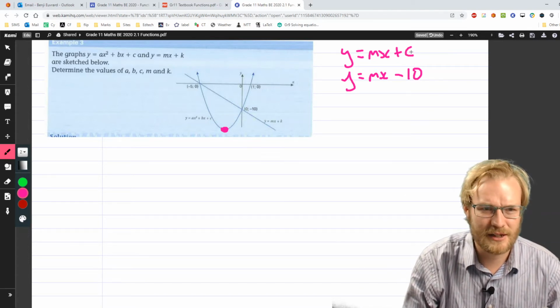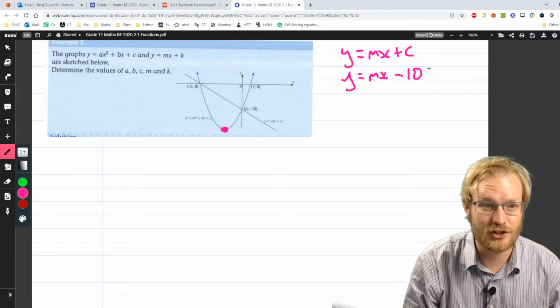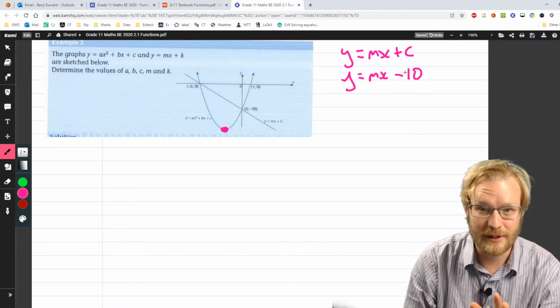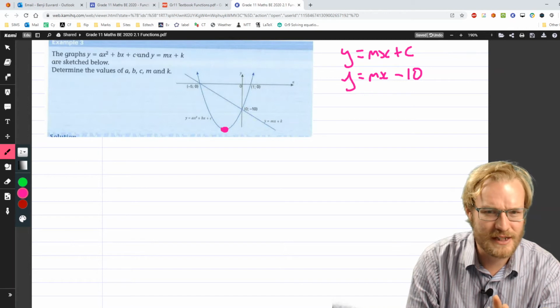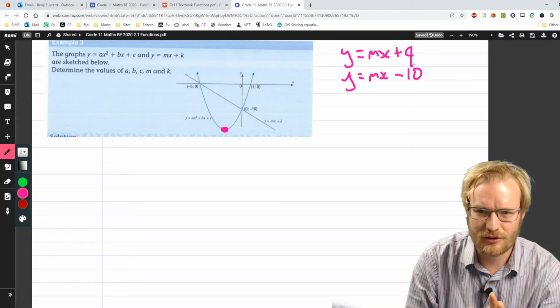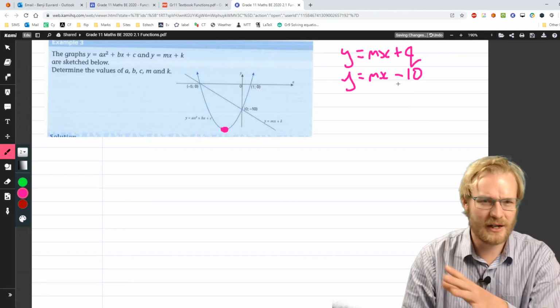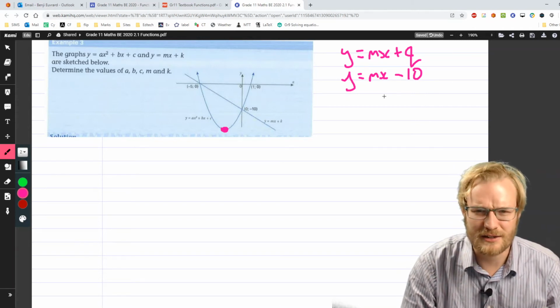Mx plus c, mx, they've got plus k. You could have said plus q. Doesn't really matter. Maybe I shouldn't use c because there's a c over there, so I'm actually going to call it plus q. But it's moved down by negative 10. That part we do quite easily.